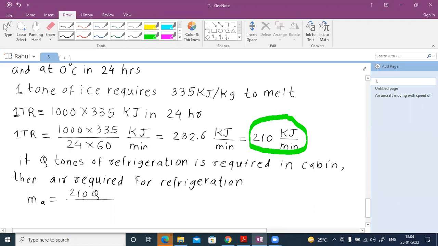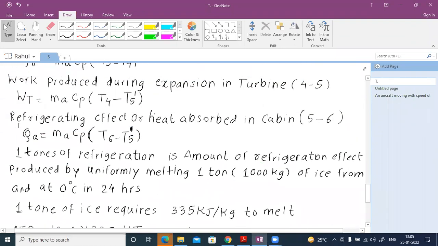See, I require Q, 1 ton is 210, then Q ton is what? Q into 210. Is that okay? Divide by Cp into T6 minus T5 dash. For the mass flow rate, I need to mention this. This Cp into T6 minus T5 dash is nothing but the refrigerating effect, right?